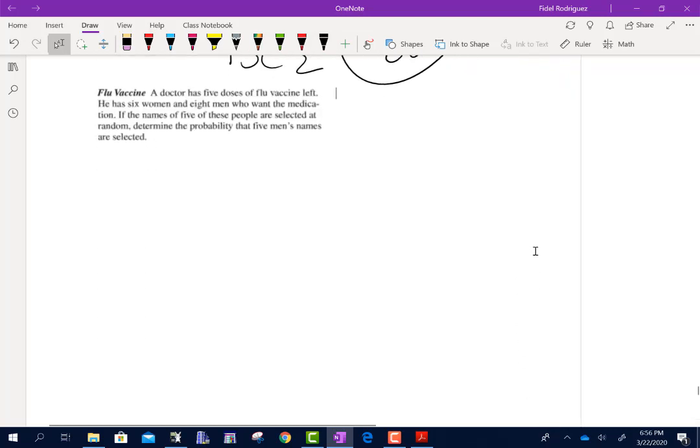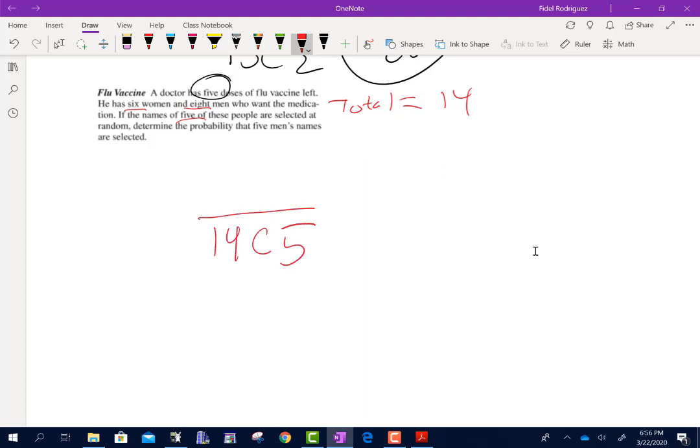Okie dokie. Flu vaccine. Doctor has 5 doses. So we got a total of 5. There are 5 doses, right? We have 6 women, 8 men. So that's my total, right? So 6 and 8 is going to be 14 people, right? If the names of 5 of these people are selected at random, determine the probability that 5 men's names are selected. Okay, so my denominator is going to be 14 choose 5. And they're saying, what's the probability that all vaccines are going to be given to the men? Well, how many men are there? There are 8 of them.